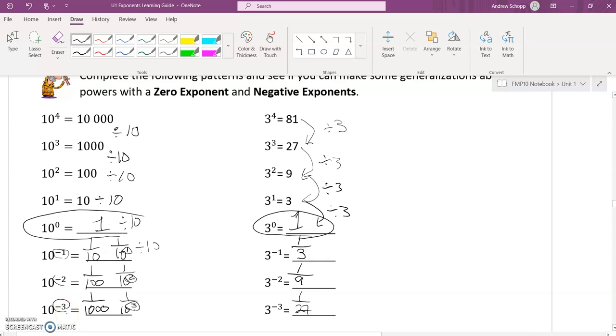Let's check that out on the value of 3. So 1/3 is the same as 1/3 to the power of 1. 1/9 is equivalent to 1/3 times 3, or 3 squared. And 1 over 27 is the same as 1 over 3 cubed. So the pattern holds true here as well. So whenever we have a negative exponent, we can rewrite it as 1 over the same base, but change the exponent to be positive.